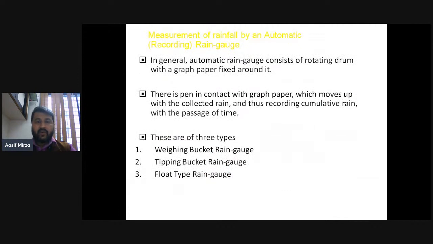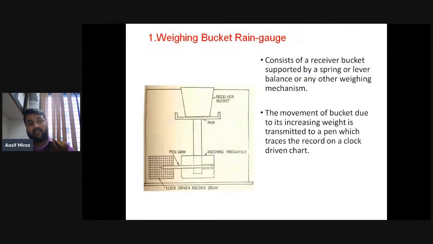Now, the measurement of rainfall by an automatic, that is the recording, rain gauge. In general, an automatic rain gauge consists of a rotating drum with graph paper fixed around it. There is a pen in contact with the graph paper, which moves up with the collected rain and thus records cumulative rain with the passing of time. These are the three types of automatic rain gauge: weighing bucket rain gauge, tipping bucket rain gauge, and float type rain gauge. We will see them one by one.